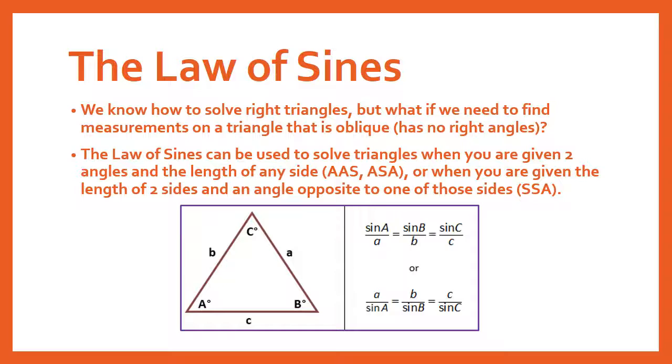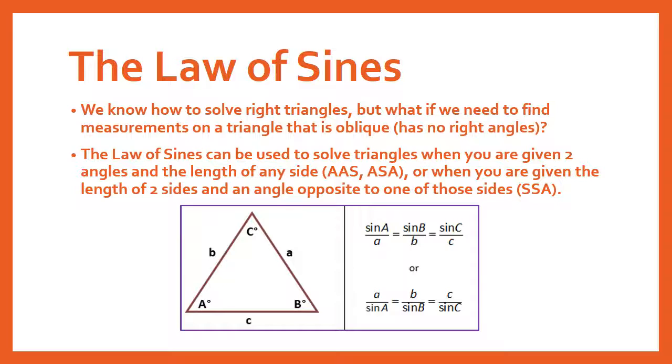Anyway, here's the law of sines. The law of sines says that the sine of an angle over its opposite side equals the sine of another angle over its opposite side. And you can do that for all three angles and sides. So sine A over a equals sine B over b equals sine C over c, or you can flip all three of them upside down. And let me tell you a little hint. It's easier if what you're solving for is on top.